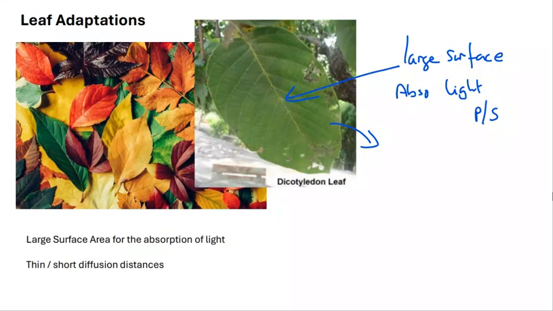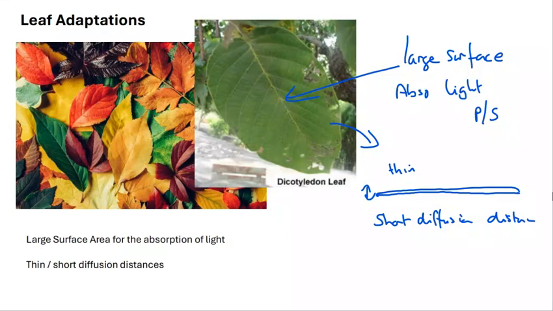And for that, we need to also consider another structural feature of leaves, which is that when viewed in transection, the leaf is very, very thin. And this thin nature of the leaf is a clear indication that what we have are short diffusion distances, and in this case that will be for the movement of water vapor as it escapes from the stomatal pores.